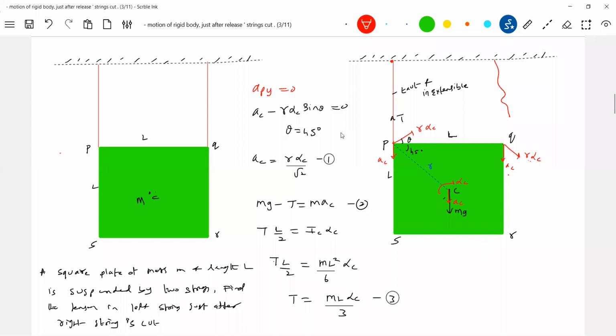Let me show for all the things. I'll use different colors. It'll be easy for you. This is AC. Slowly try to learn things. It'll be very comfortable for you. Like this, we can find out the acceleration at that instant, acceleration of any point here.